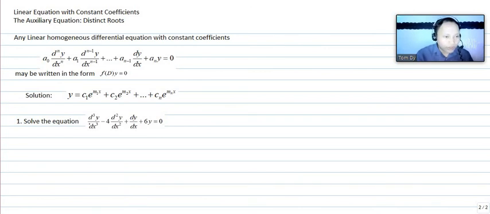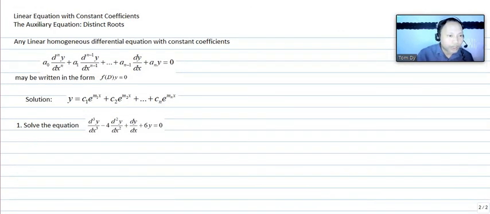So, we have to solve the equation: the third derivative of y with respect to x minus 4 times the second derivative of y with respect to x plus the derivative of y with respect to x plus 6y equals 0. Now, to solve this one, we will write its auxiliary equation. Its auxiliary equation, we use m.